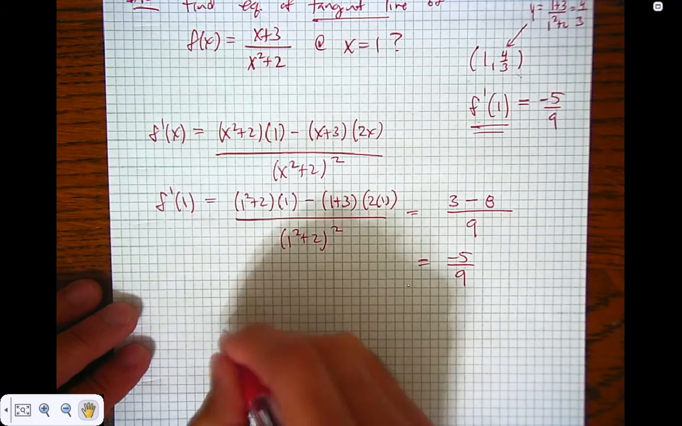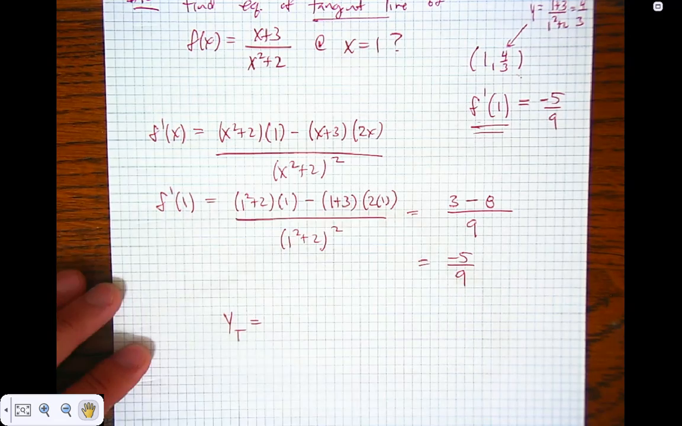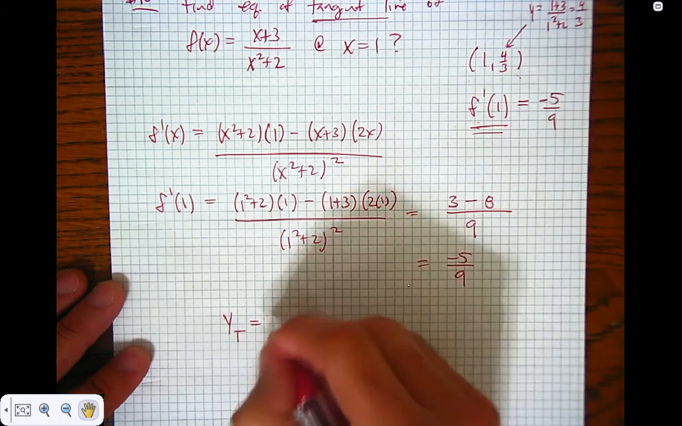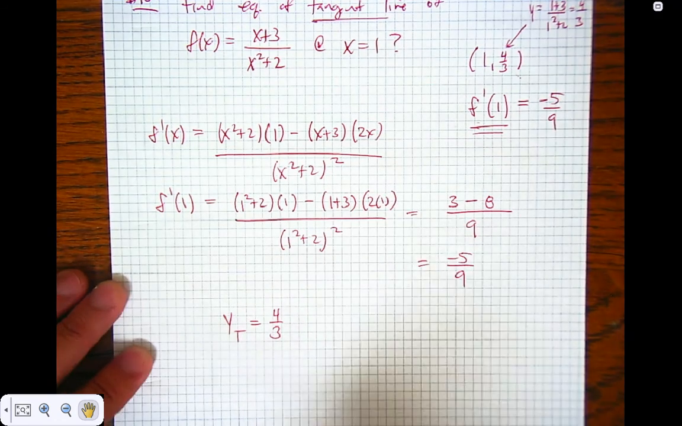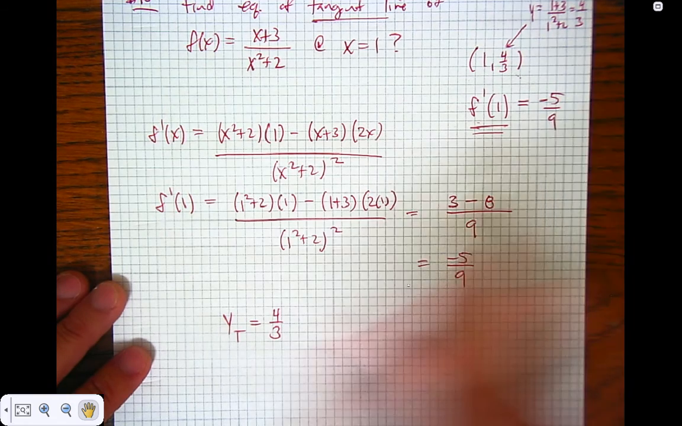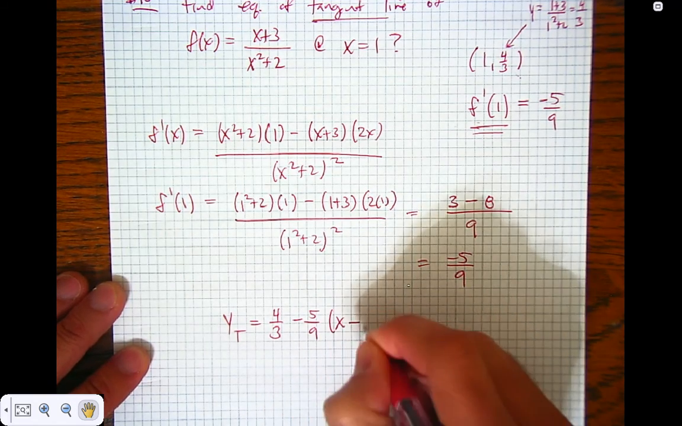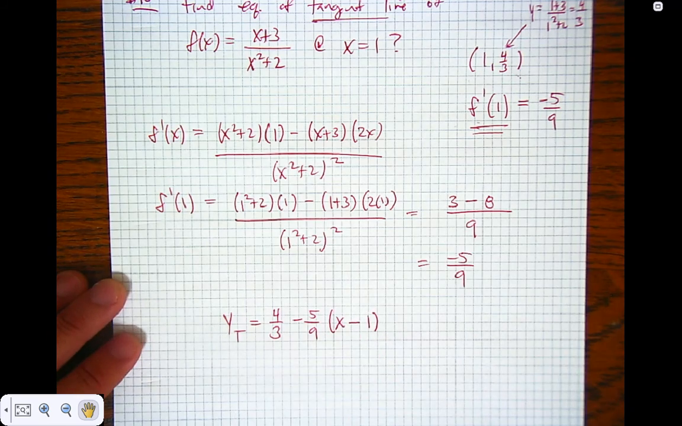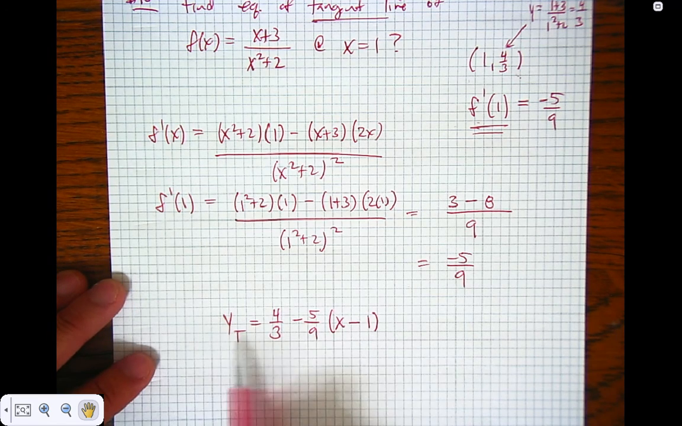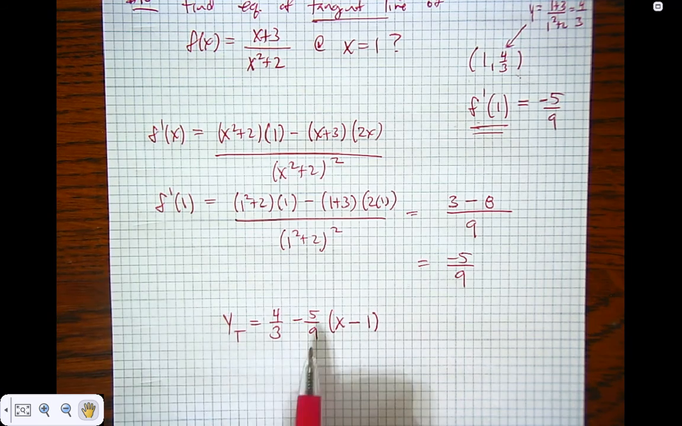Tangent line, y sub t for tangent, is equal to the y value, 4 thirds, plus the slope, but the slope is negative, so minus 5/9 times x minus the x value of 1. Multiple choice tests, a lot of times they'll change this form. Maybe the answers A, B, C, D didn't have fractions, so multiply everything by 9. Maybe they move the x's over. Those are all algebra techniques that you should have. This is the correct line. You just have to pick the correct version.